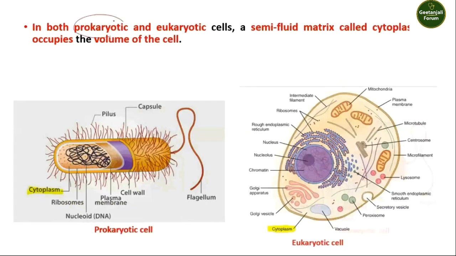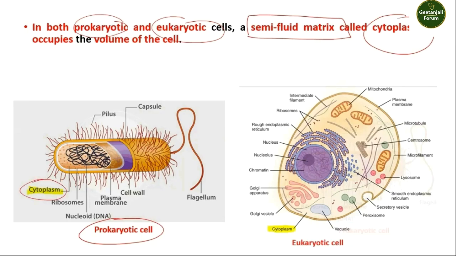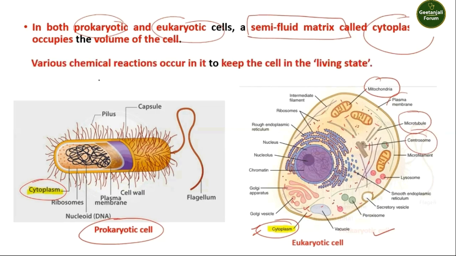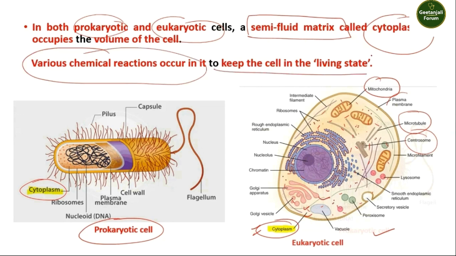So in both prokaryotic and eukaryotic cells, there is a semi-fluid matrix present inside them, which we call cytoplasm. This is a prokaryotic cell. It also has a cytoplasm inside it, and this is a eukaryotic cell. It also has a cytoplasm. So cytoplasm is this fluid or liquid present inside both prokaryotic as well as eukaryotic cells. All the cell organelles are present inside the cytoplasm, like mitochondria, microtubules, centrosome, and all other cell organelles are suspended in the cytoplasm. All the chemical reactions of the cell take place inside the cytoplasm to keep the cell in a living state.